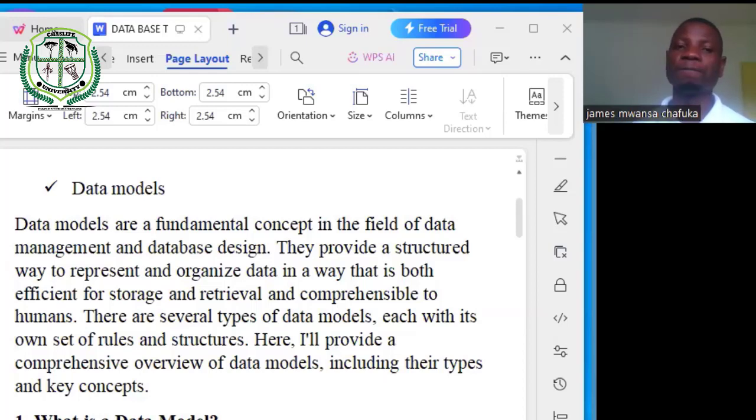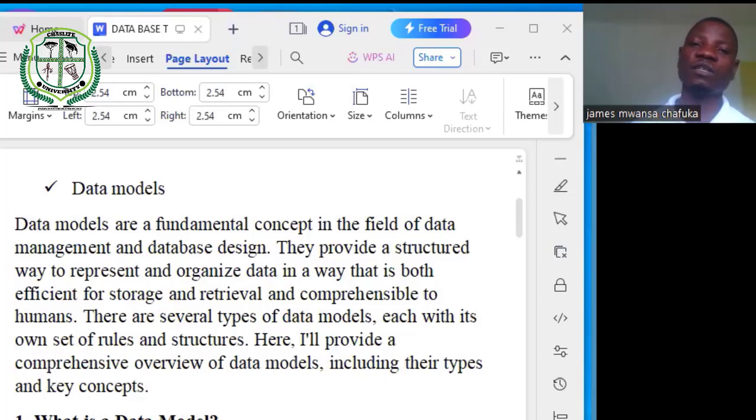So because of the data model, we are saying that they organize data in a way for efficient retrieval, storage, and comprehensible to a human. There are different types of data models, which we are going to look at one by one, but the most important part is that you should understand that data models organize data in a way that is both efficient for storage and retrieval and comprehensible for humans.